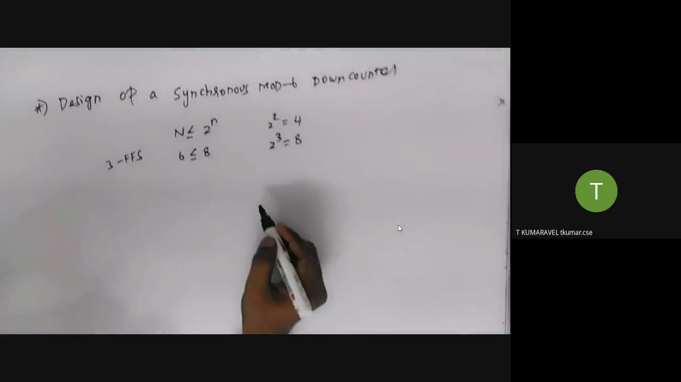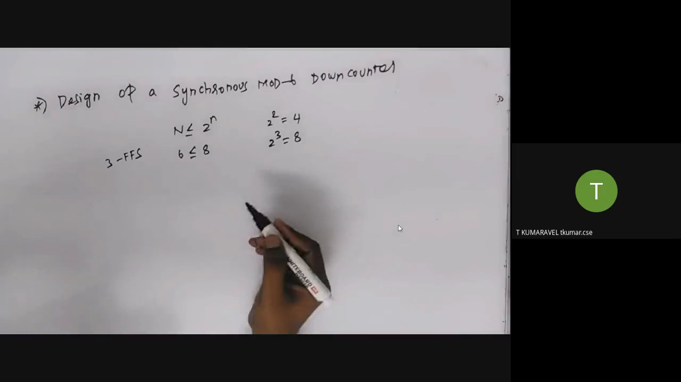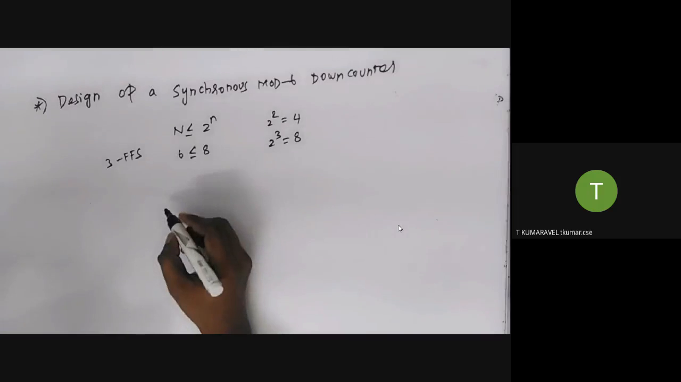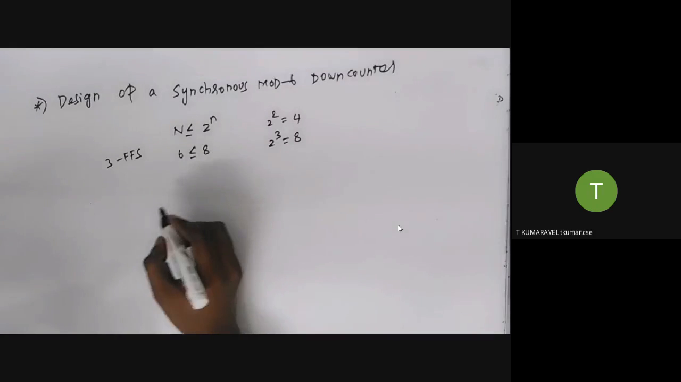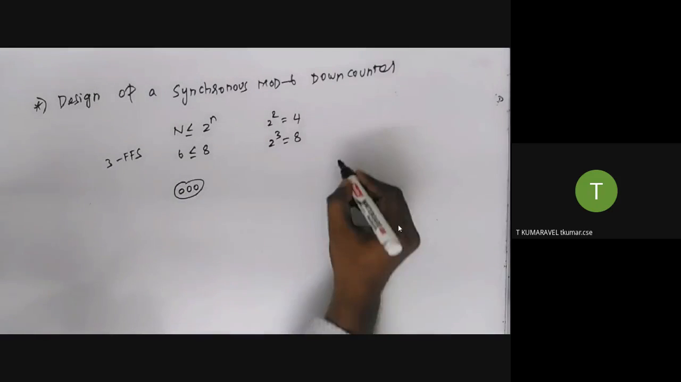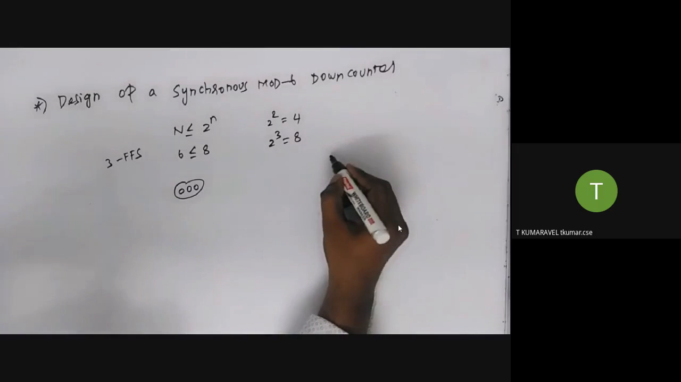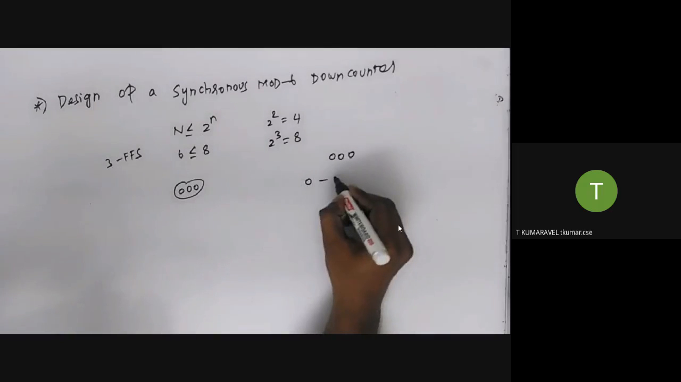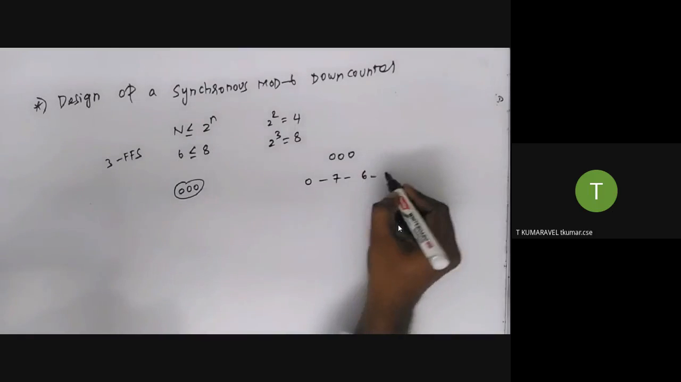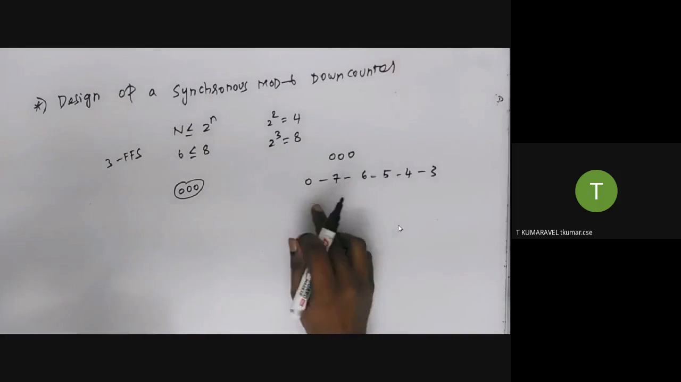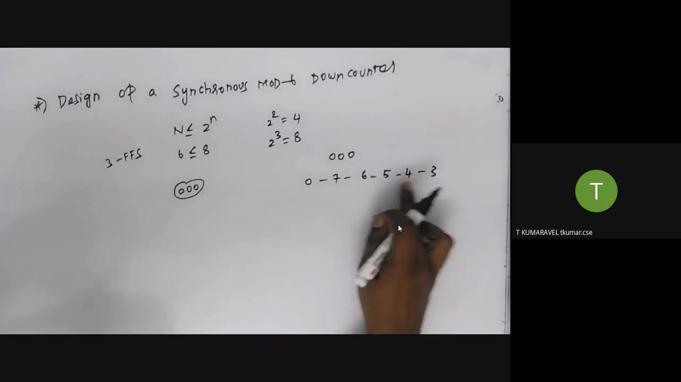I will provide a hint. How do you solve this problem? This is called a down counter. Down in the sense, what happens? How does the state diagram look? The initial state is 0 0. After that, 0 7 6 5 4 3. Count how many states are available: 1 2 3 4 5 6.